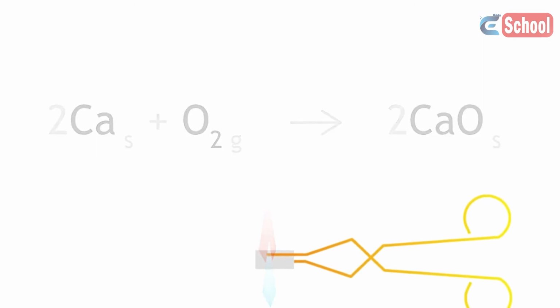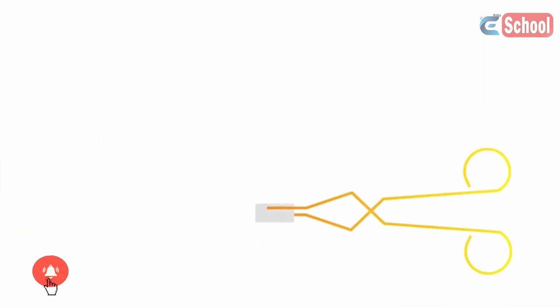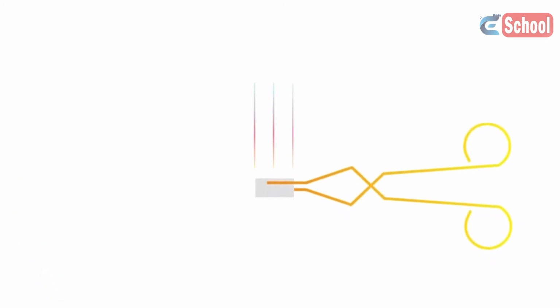So magnesium and calcium react with oxygen to form their respective oxides. Let the formed calcium oxide cool. It's important that you allow it to cool sufficiently because the next step is exothermic.